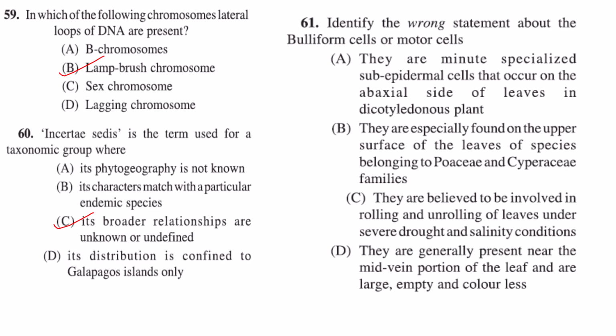Identify the wrong statement about bulliform cells or motor cells. So they have asked for the wrong statement. These are subepidermal cells that occur on the epidermis of leaves, and are found typically on the adaxial, that is upper side of the leaves of usually grasses.